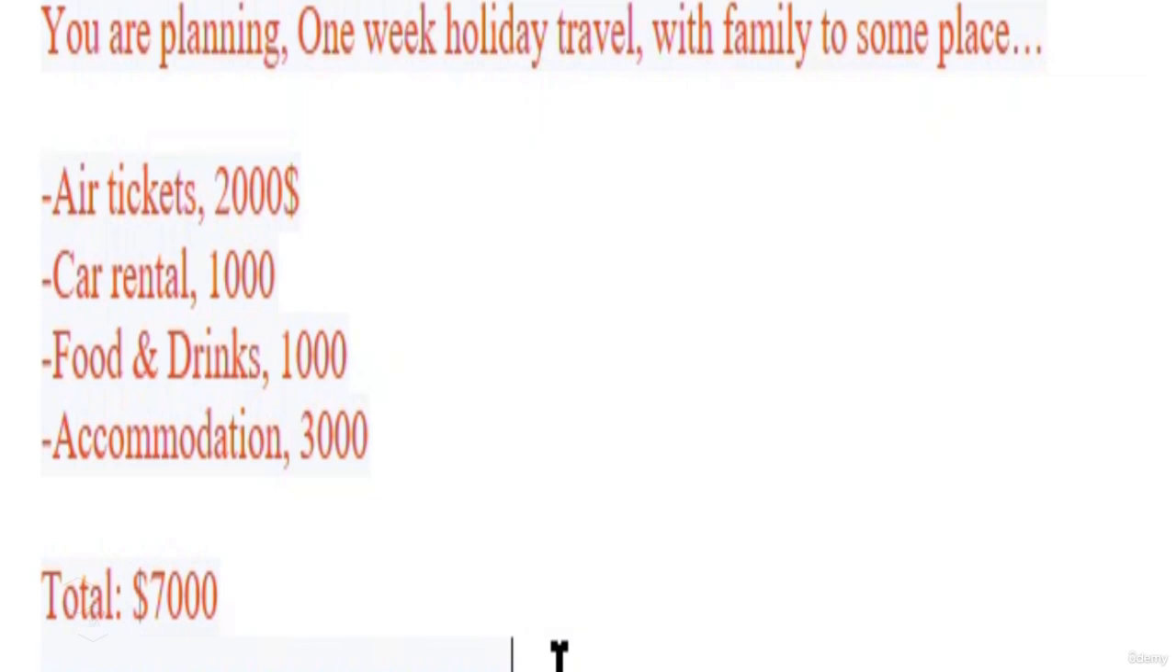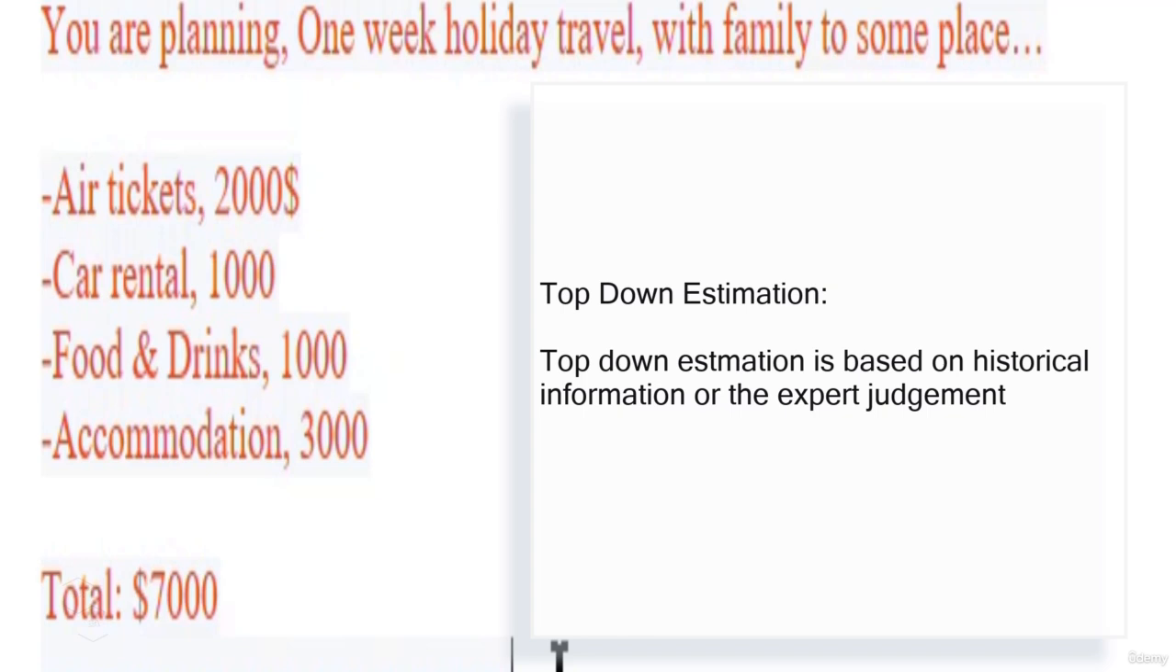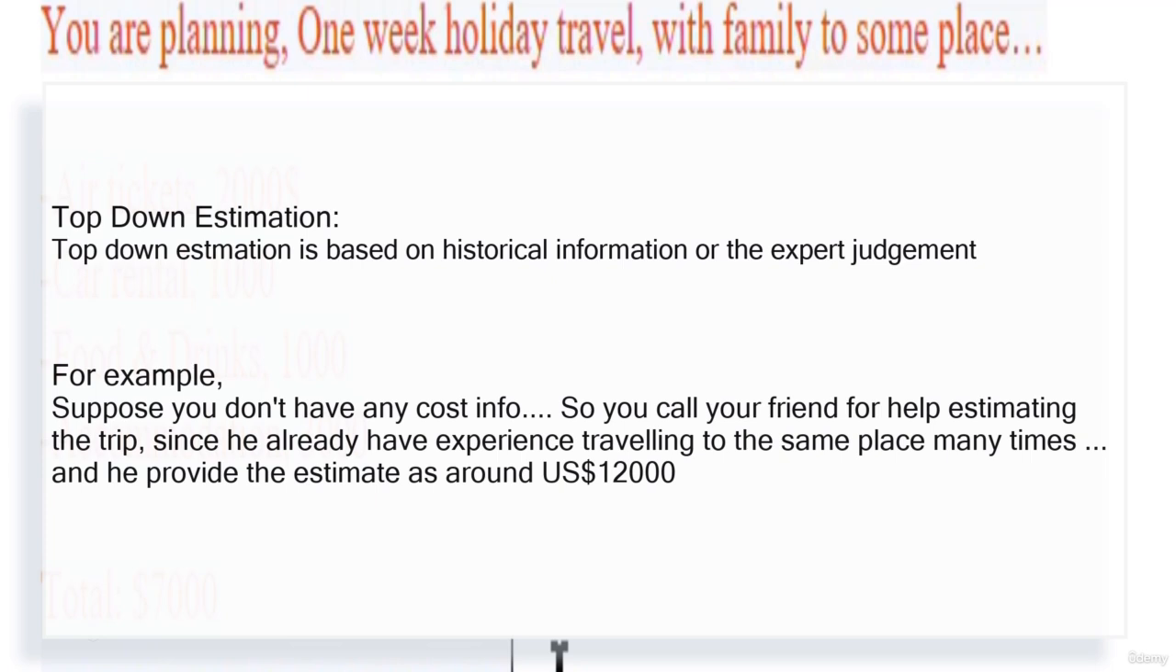On the other hand, top-down estimating is based on historical information or expert judgment. For example, in the same case, you don't have any information about the air tickets, car rental, food and drinks or accommodation charges for the trip you are planning. Now you call your friend and ask for help because he has good experience traveling to that area. The estimate he has given for your family is $12,000. So this $12,000 for 1 week is based on expert judgment, his experience traveling to the same area. So this is a typical example of top-down estimating. So you can make use of the expenses tab, as we have explained earlier, for top-down or bottom-up estimating as needed.